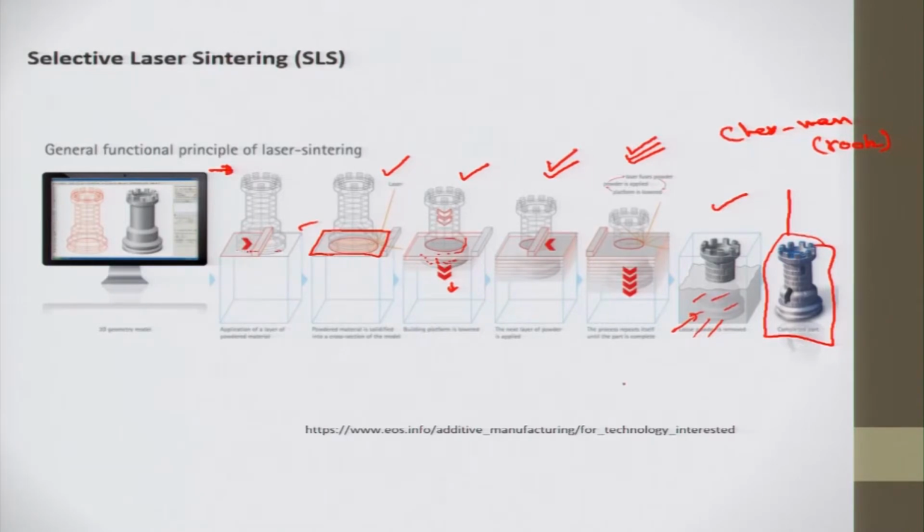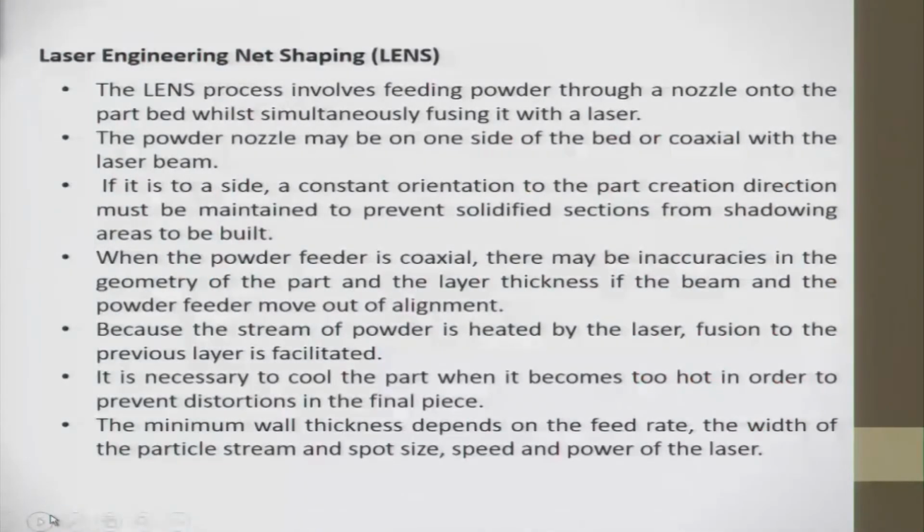Now, this has higher accuracy in comparison to the stereolithography process. Similar to this one is laser engineering net shaping. The LENS process involves feeding powder through a nozzle into the part bed while simultaneously fusing it with a laser. So this is a similar process.